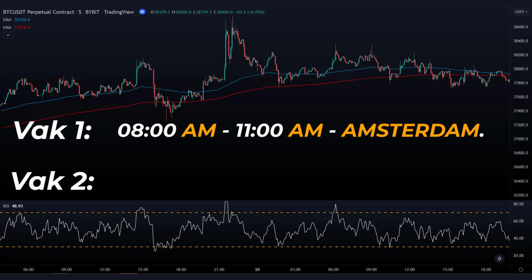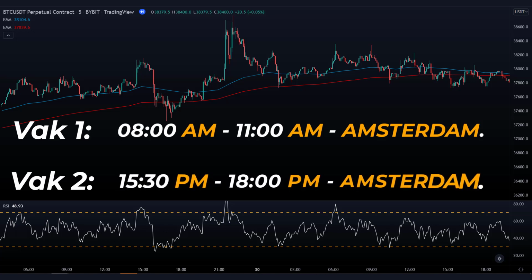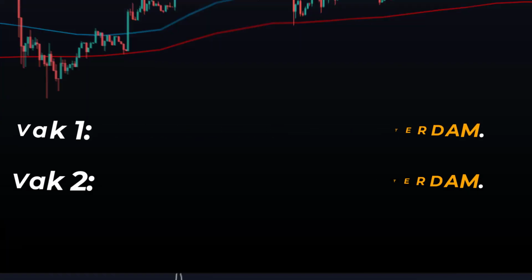The same goes for the second level. The second level is valid from 15:30 until 18:00 Amsterdam time. During these hours the Americans become active with trading and also open large positions. So if you want to execute this strategy, it works best during these 2-hour periods. I will show you an example.